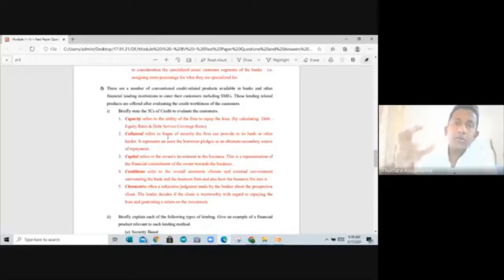Once you obtain a loan, a credit facility, you're supposed to pay it as agreed, as we just mentioned in the top question. The agreement between the borrower and the lender is that you have to pay whatever dues with the relevant interest within the agreed time period. Whether you can pay or not will be your capacity.